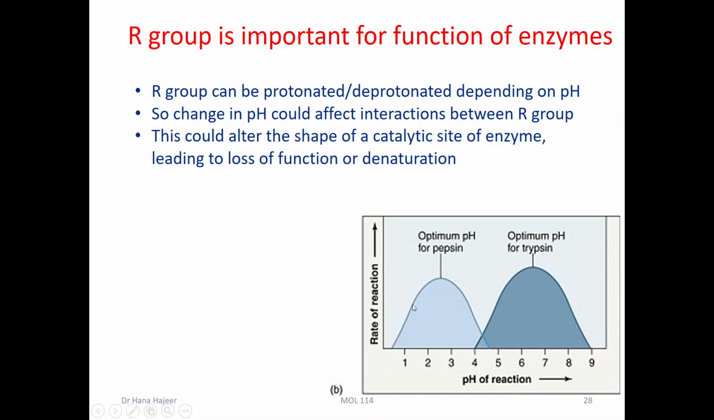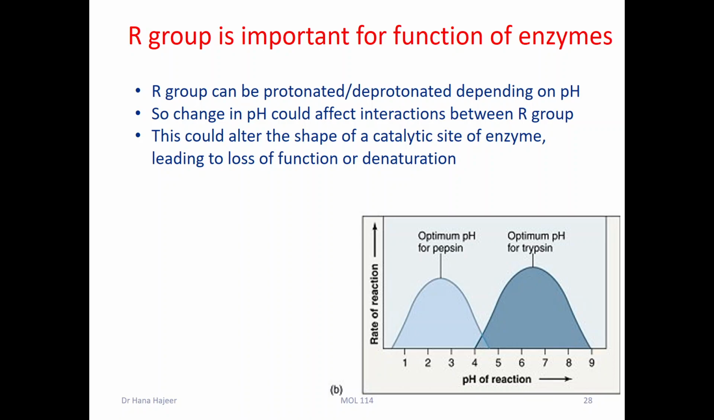And also, the R groups are going to influence the shape of the catalytic sites of enzymes. For those who took A-level, they know this very well, that the activity of the enzyme depends on the catalytic site and the shape of the catalytic site. And this catalytic site can be influenced by pH.